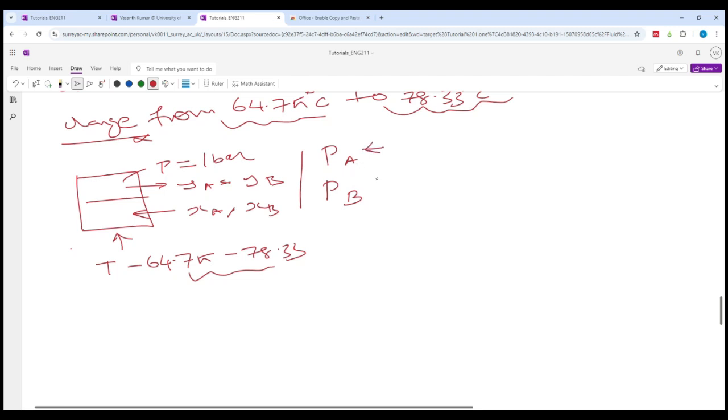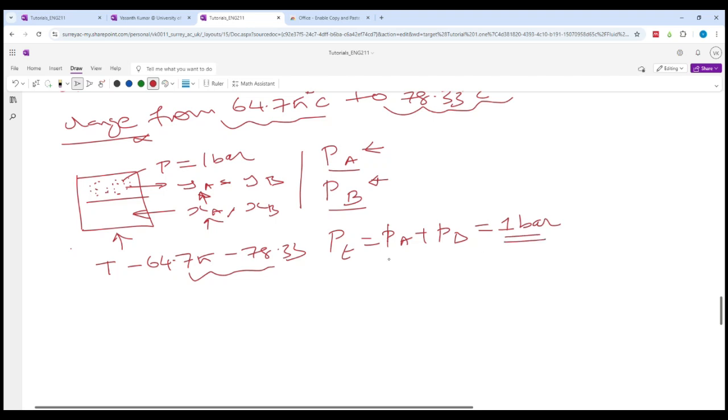We don't have them directly, but we have a relation to calculate PA and PB. This is something we can get from the Antoine expression. Once we have this, then we can apply the series of gas laws, Raoult's law, Dalton's law, to get XA and YA. So maybe I can write the formula straight away. We know that PT is the partial pressure of A plus the partial pressure of B. So this should be the components on the top of the system, the vapor phase. This should be equal to 1 bar, which is something I gave in the problem.